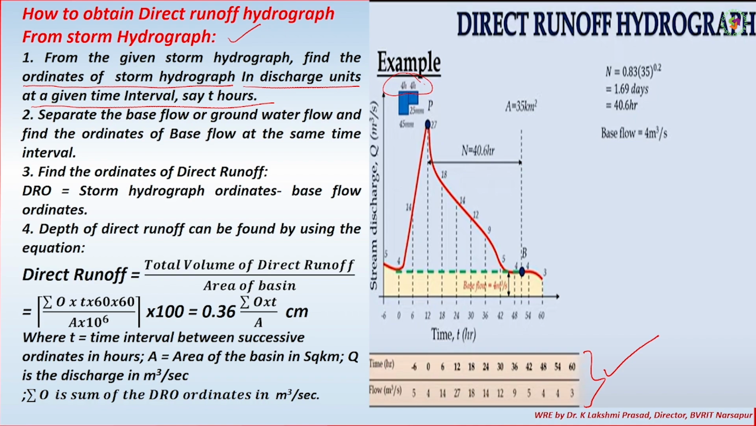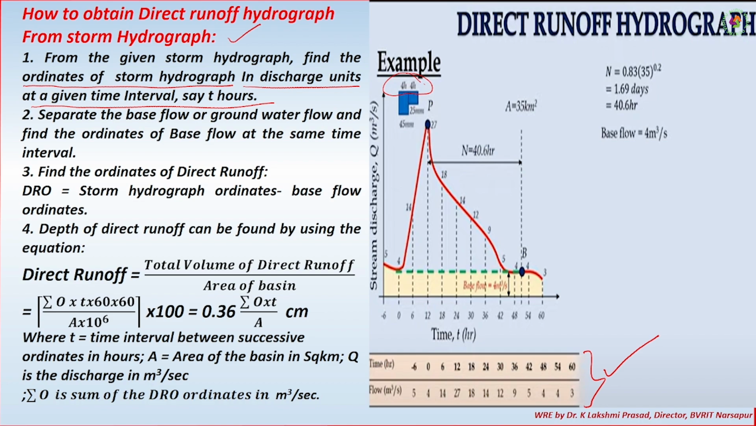In that, the storm has occurred with 2 different intensities. For this 8-hour storm, what is the runoff? Runoff is collected over how much period? 60 hours, because it is continuing after 8 hours also. So, for each 6-hour time interval, they have given you the flow, how much runoff is measured at the outlet. This is measured at one point actually. So, that runoff is given.